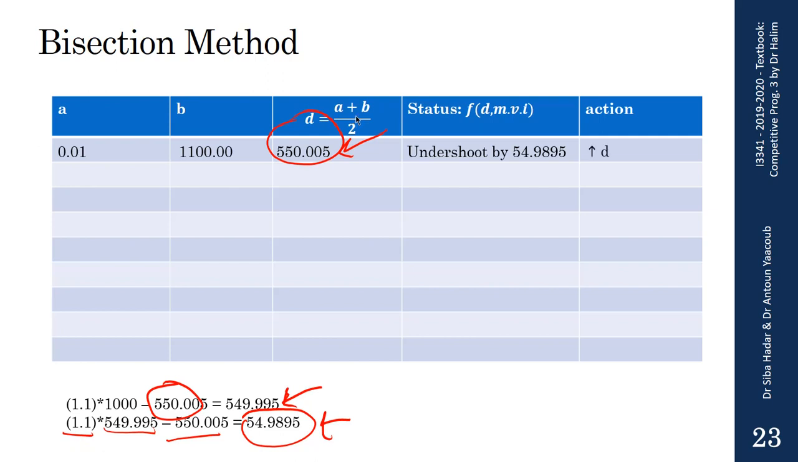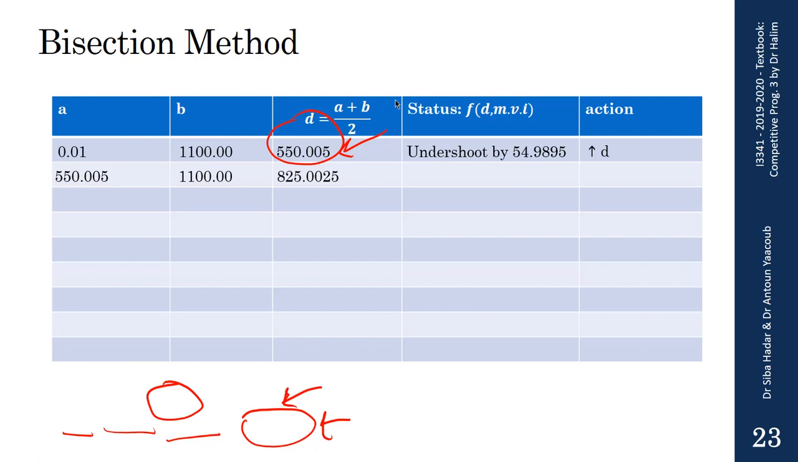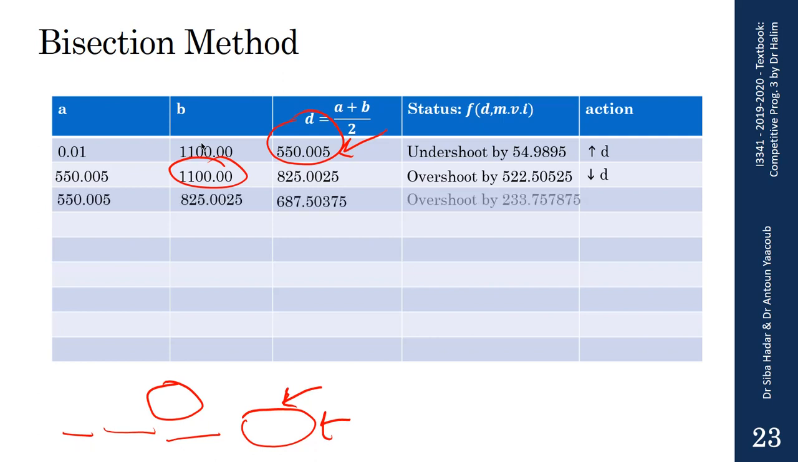So in the next iteration, a would be equal to the average, which is 550, and I will keep b, and I will do the average again. So it will be equal to 825, and then I will repeat the same calculation, and this time we will see that it will be too much. So it's an overshoot. So what I should do now is decrease the element. What does it mean to decrease d? It means d here, the biggest element, is too much. So I will keep a, and b would be equal to d.